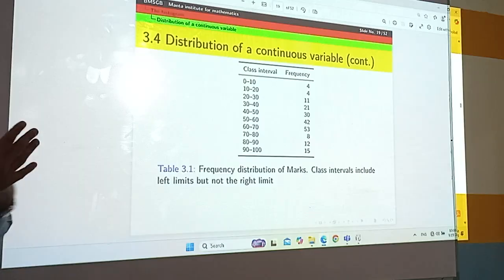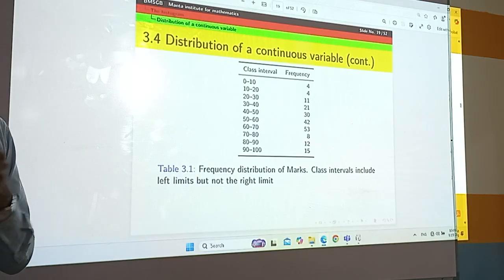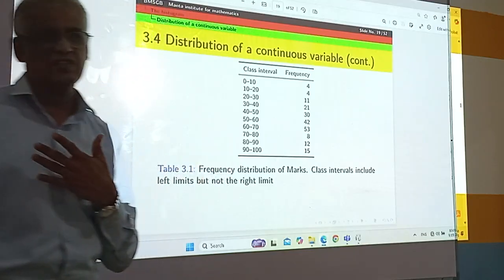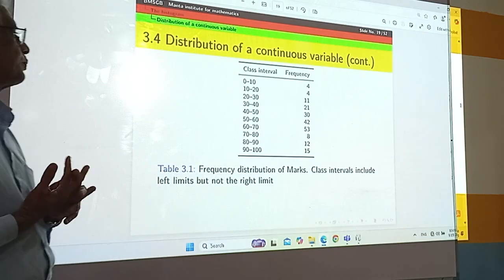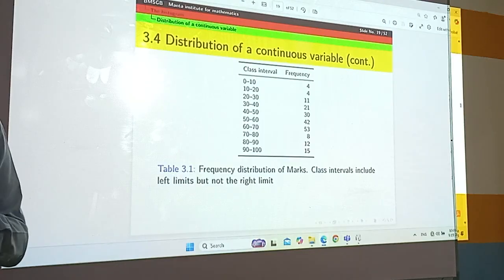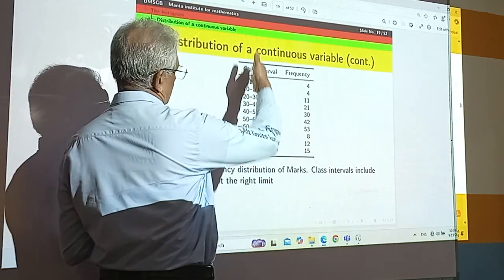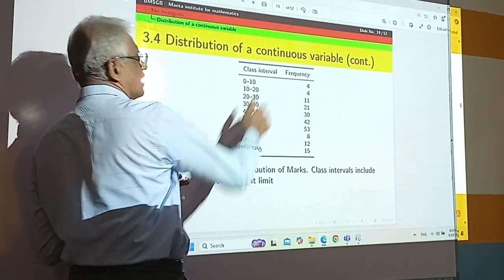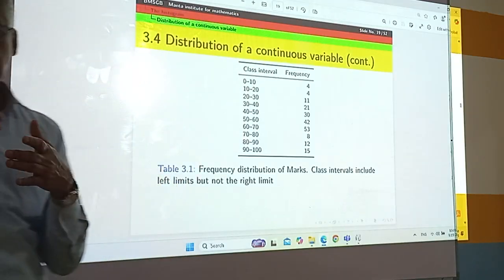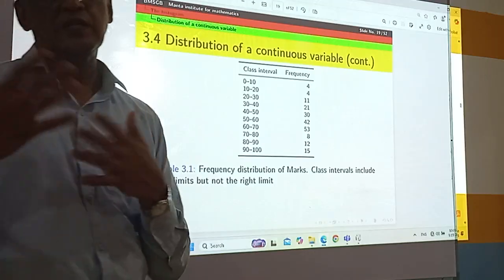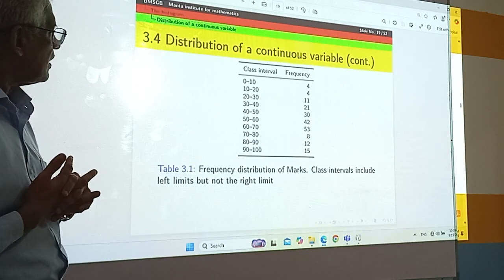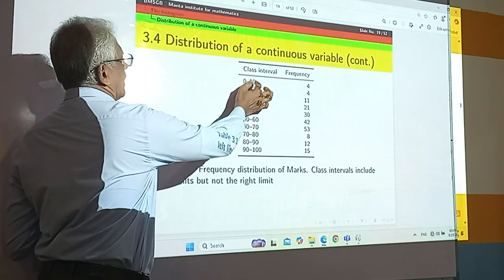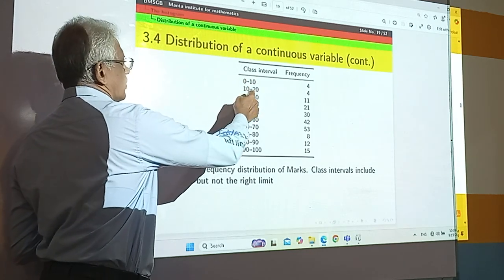But the way that people group, you can see when you look at books and papers, differs. This is one way people use. These are called class intervals, but the way the class intervals are prepared differs in different presentations. Here you can see, for example, 0 to 10, 10 to 20, 20 to 30.